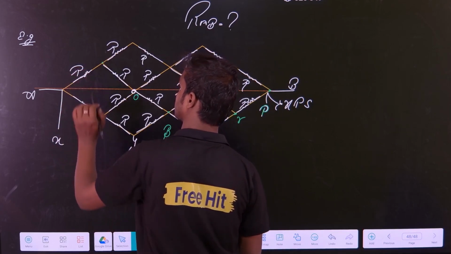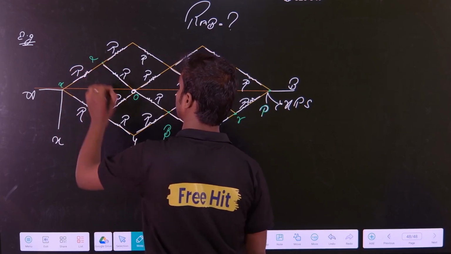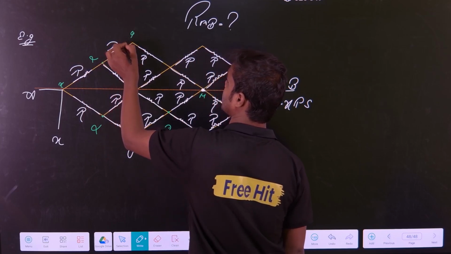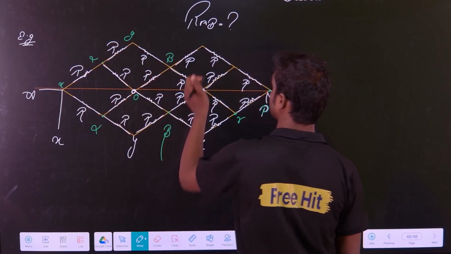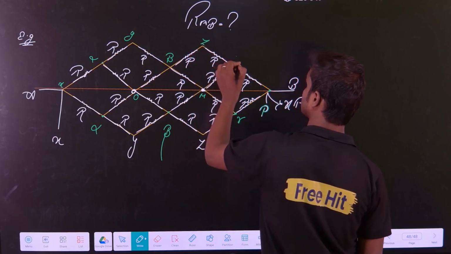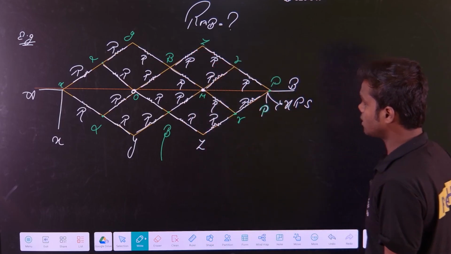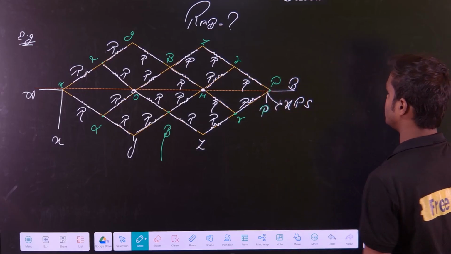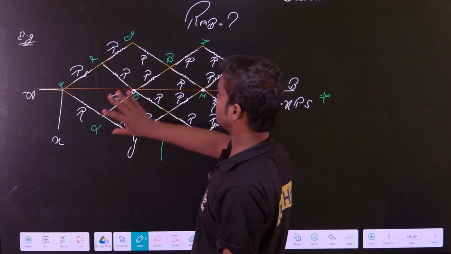If this is X, obviously this will be X. This is alpha, so this will be alpha. This is Y, this will be Y. This is beta, this will be beta. This is Z, this will be Z. This is gamma, this will be gamma. This is P, so this will also be P. So I can directly convert this whole thing into this form.